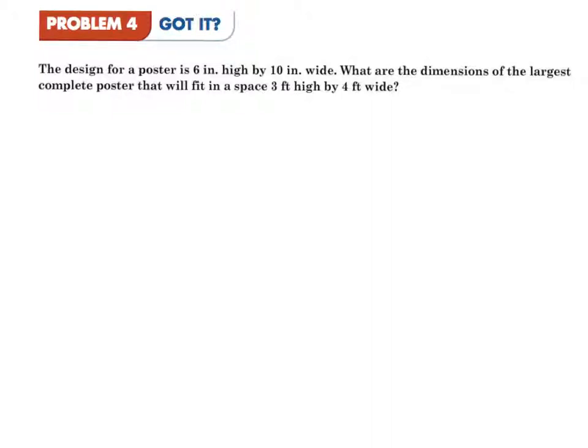The problem 4, got it? You're going to do the same problem using different dimensions. Go ahead and show all of your work in order to receive credit.